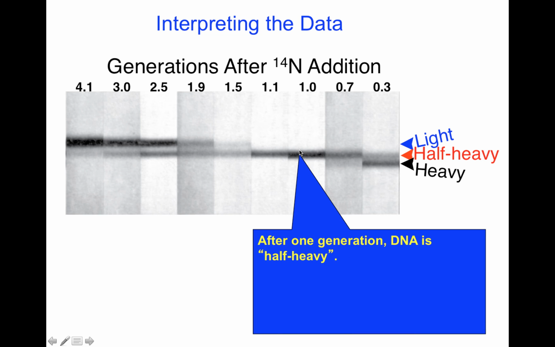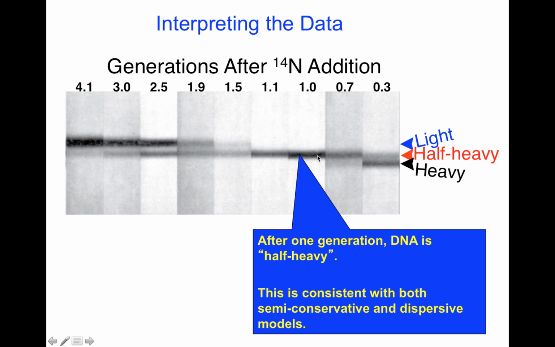After 1 generation, the DNA is all half-heavy. Here it is, right here. Here is your band of DNA. Initially, you start out with some heavy DNA before it's replicated. That's the parental strand. But as the cells grow and DNA is replicated, you begin to see this half-heavy, and then after a single generation, you only see the half-heavy DNA. This is consistent with both the semi-conservative and the dispersive models.